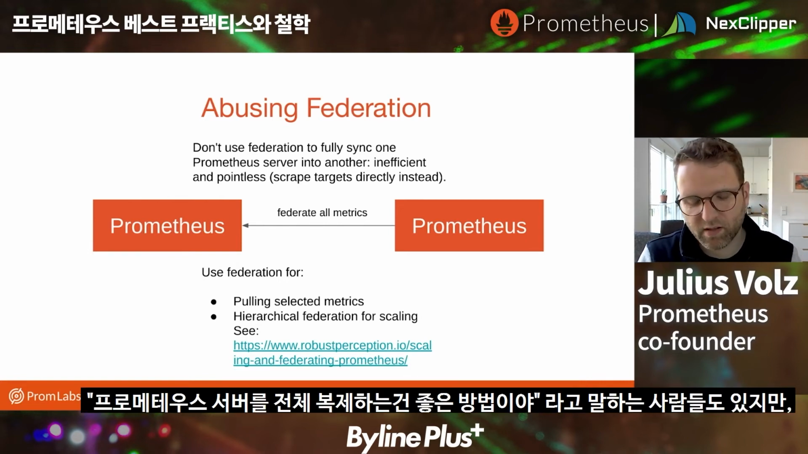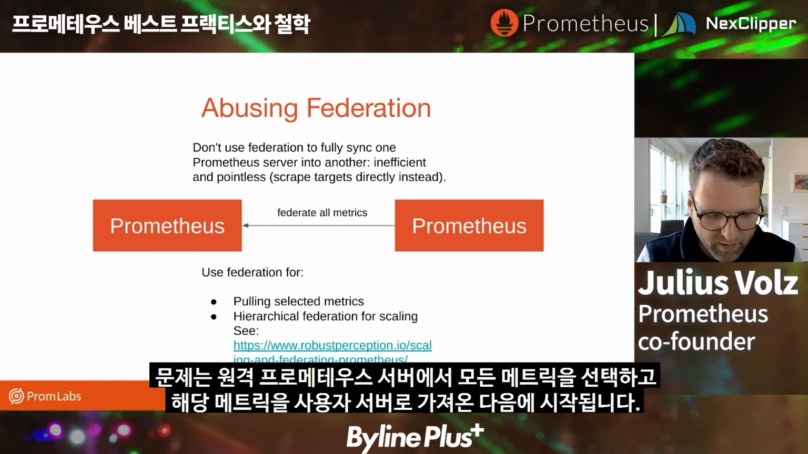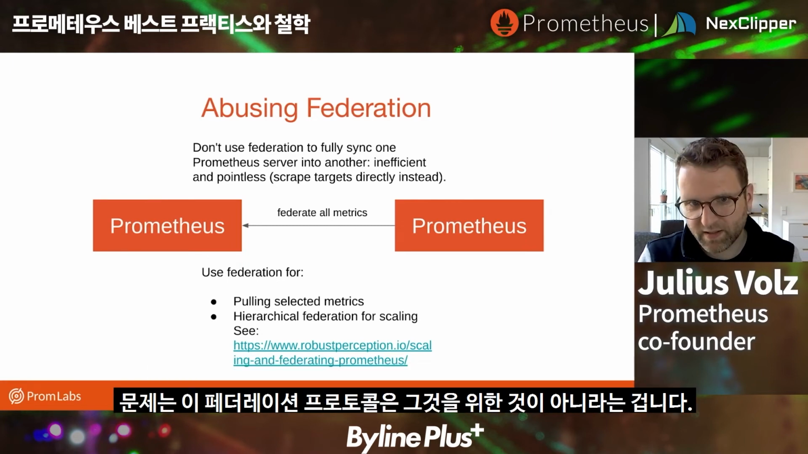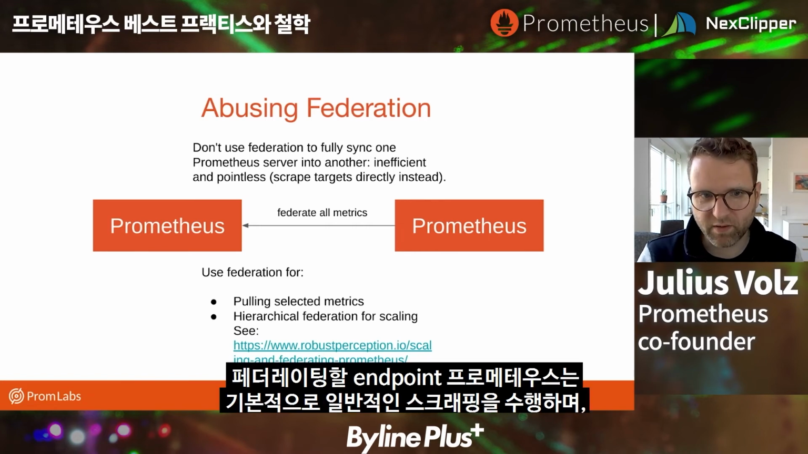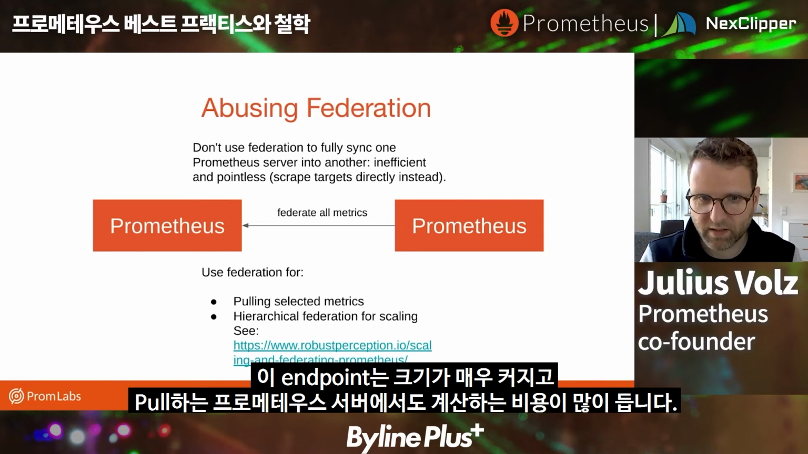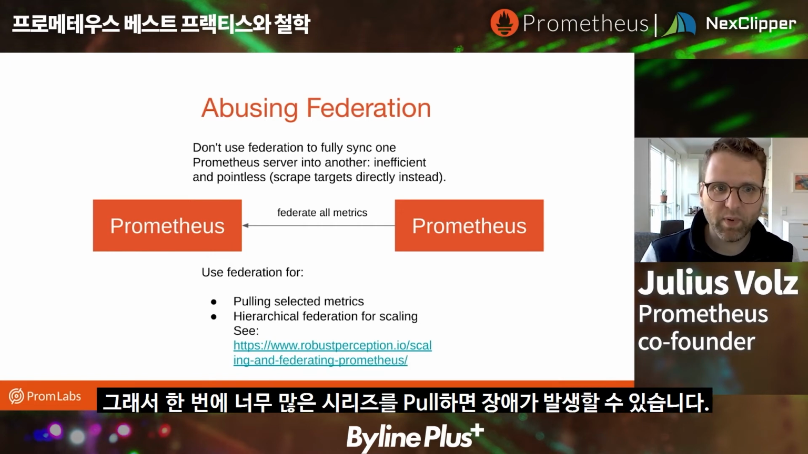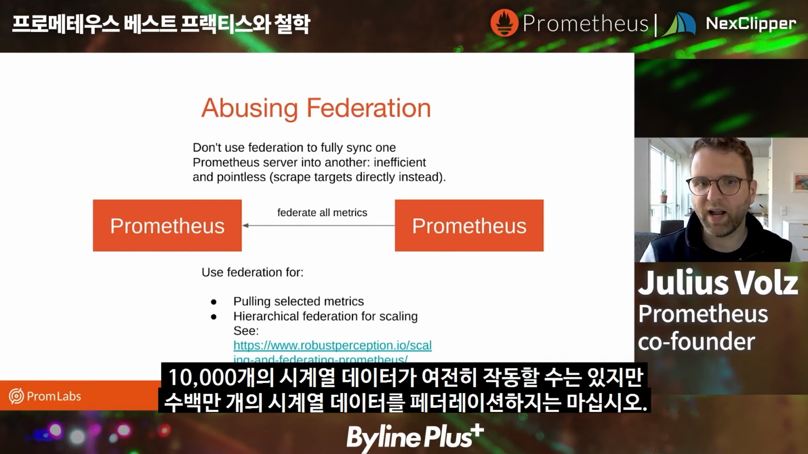But some people think, hey, this is a good idea for actually replicating an entire Prometheus server. So basically, selecting all metrics in a remote Prometheus server and pulling them over into yours and storing them. The issue is that this federation protocol was really not meant for that. So the endpoint to federate is basically like a normal scrape, and it would get really large and also really expensive to compute on the Prometheus server that is being pulled from. So typically that starts breaking down if you pull too many series at once. So, a couple of 10,000 series might still work, but don't federate millions of series.